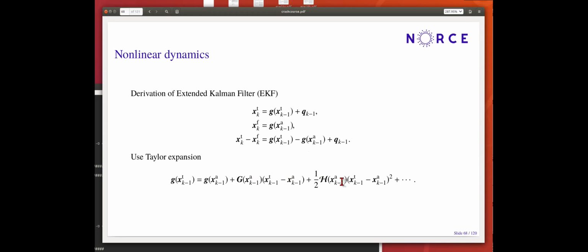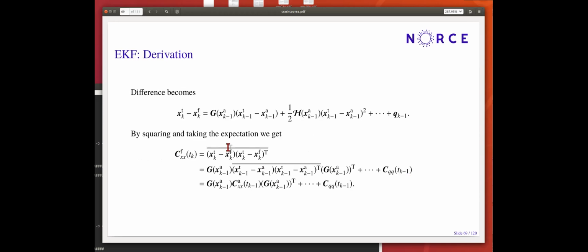And then you get the second-order derivative, so this is the Hessian. And this just continues, right? It's an infinite series. And so that means the difference becomes something like this. And what we can do now is to square this equation. So you square this term to get CF, the forecast error covariance.